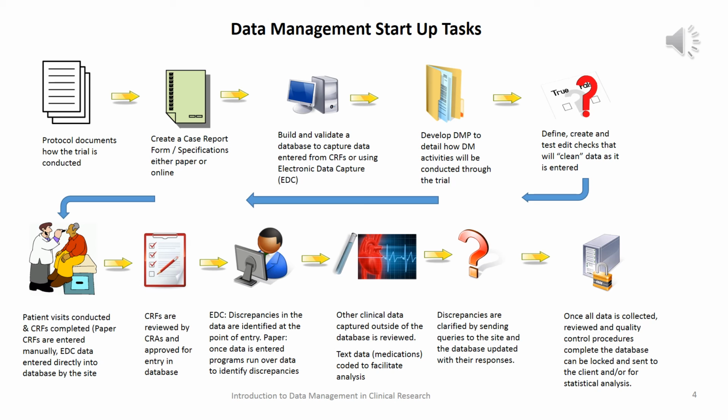Once we get our protocol document completed, we're going to create our case report form or our case report form specifications. These can be done either on paper or they can be done online if we're going to be using an electronic data capture system. So we're going to create that. We're going to take that protocol and determine every single data element that we're going to have to capture in our trial, and we're going to create that on a case report form that's going to be our primary instrument for collecting data during our trial.